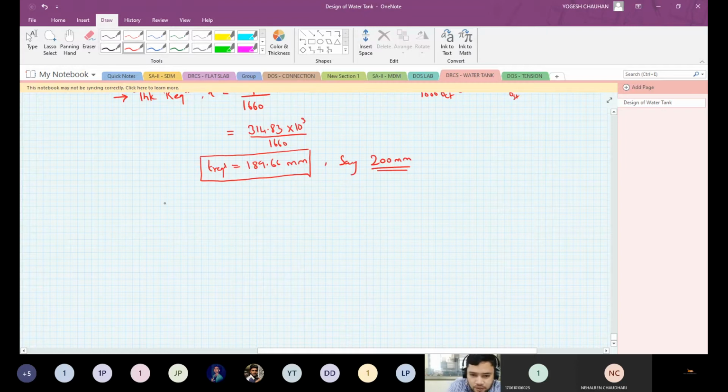We can now find the amount of the steel. So area of hoop steel required, Ash, is equal to T divided by sigma St. Okay, and the value of T is 314.83 into 10 to the power 3 divided by sigma St, which for Fe415 grade is 130.